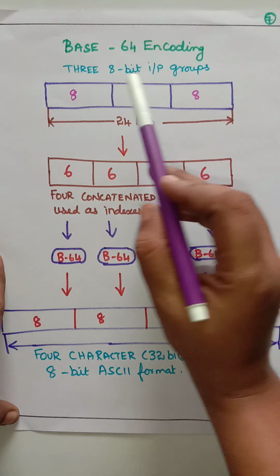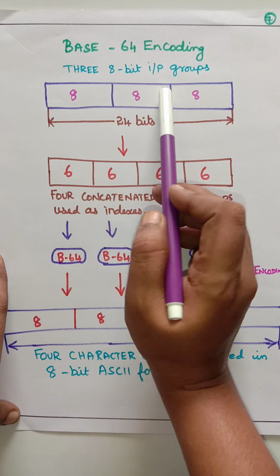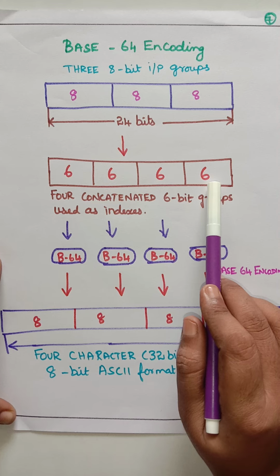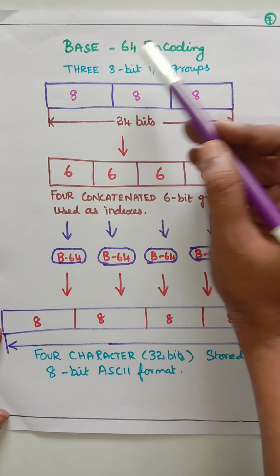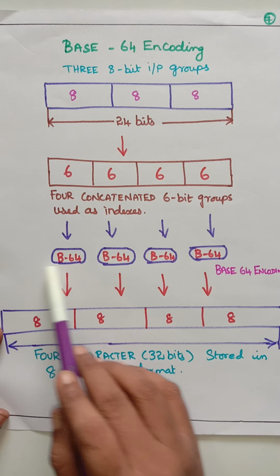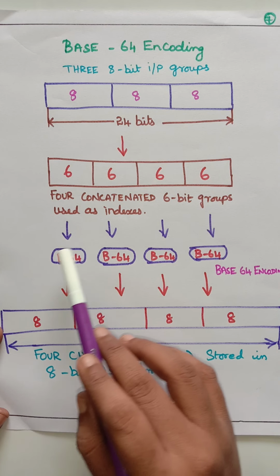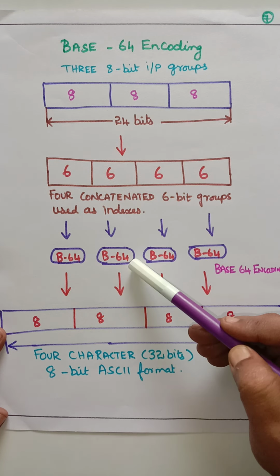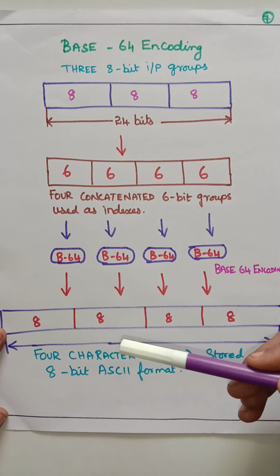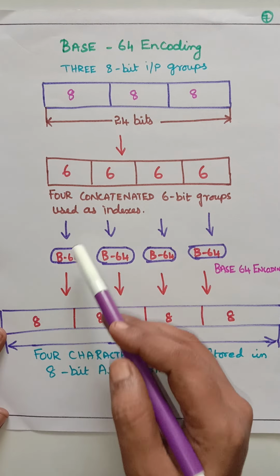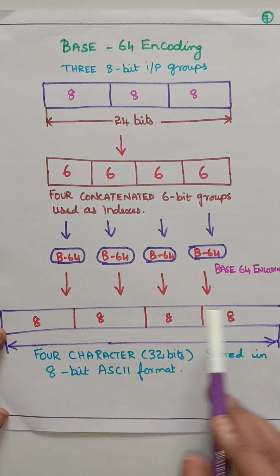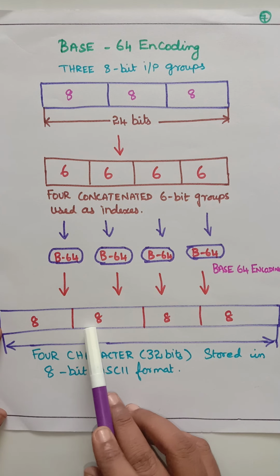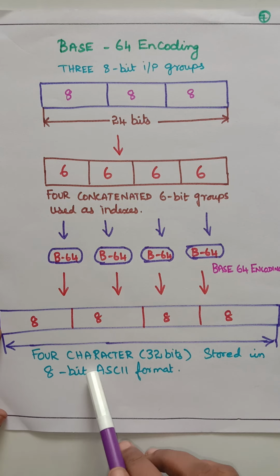So first the 24 bits are split into 3 parts of 8 bits. Then again I am splitting that into 4 parts of 6 bits. Now I am applying base 64 encoding. The base 64 encoding has its own base 64 table also. For that bit representation, it will be converted into a character. For every character, I will be converting it into the ASCII format of 8 bits. So this is 4 characters of 32 bits stored in 8-bit ASCII format.